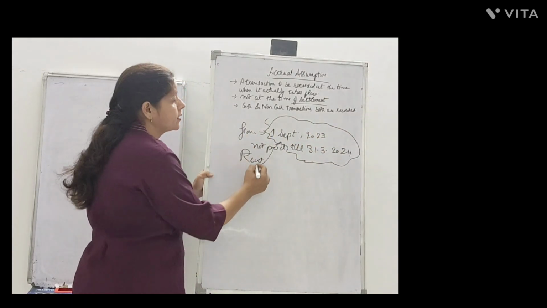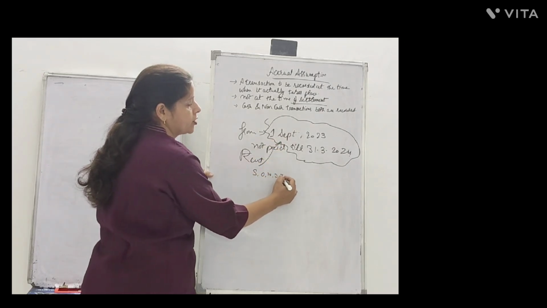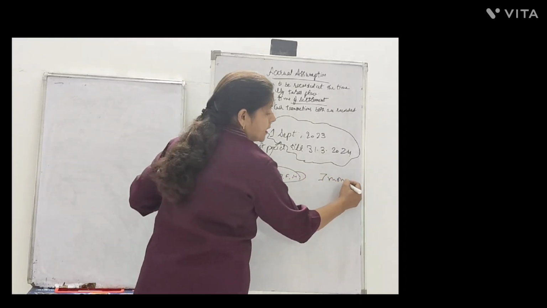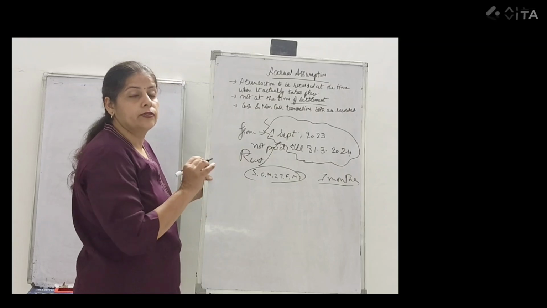So in this case, the rent for the months of September, October, November, December, January, February, March comes up to be 7 months. This 7 months' rent will become due for the firm.